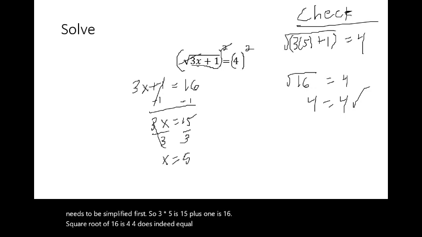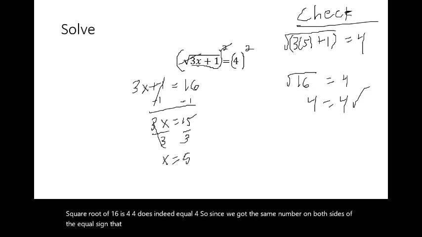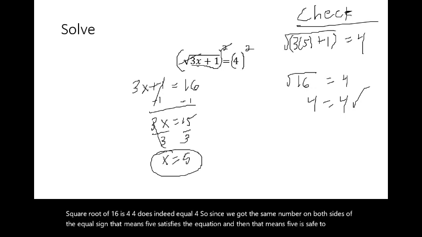So since we got the same number on both sides of the equal sign, that means 5 satisfies the equation, and then that means 5 is safe to circle as our final answer.